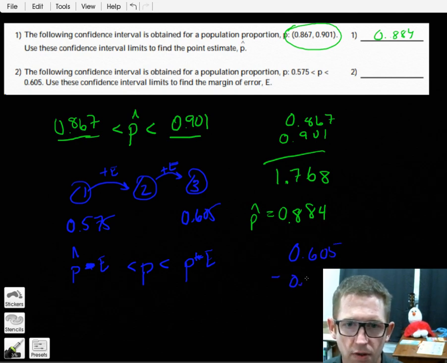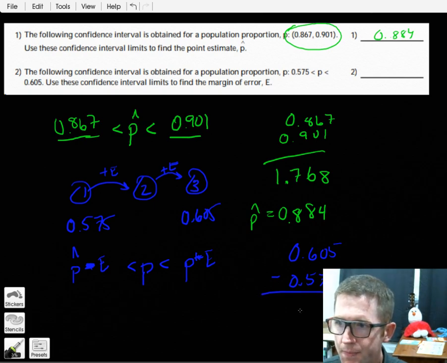0.605 minus 0.575, and then divide that by 2. So 0.03, that's equal to twice e, or 2 margins of error. So then therefore the margin of error is just 0.015.